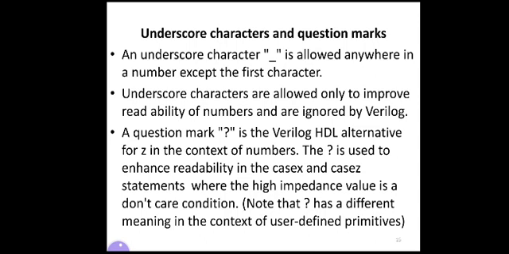So these are the keywords: case X and case Z statements, where the high impedance value is a don't care condition. Note that the question mark has a different meaning in the context of user defined primitives. All this we will come across later, but the only thing you need to know is that underscore characters and question marks can be used in numbers.